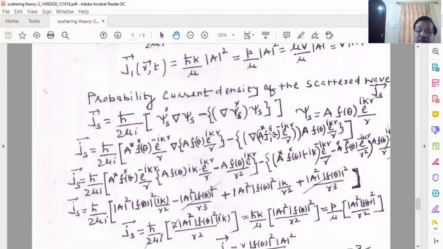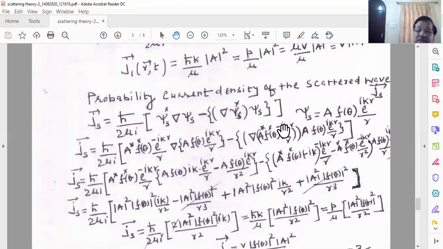First you differentiate e to the power of minus ikr while keeping 1 upon r constant. In the second part, you keep e to the power of minus ikr constant and differentiate 1 upon r. So I'm using this product law. You can see a star f theta star is constant. I differentiate first e to the power of minus ikr. If you differentiate e to the power of minus ikr with respect to r, it will be minus ik e to the power of minus ikr, and 1 upon r is constant.